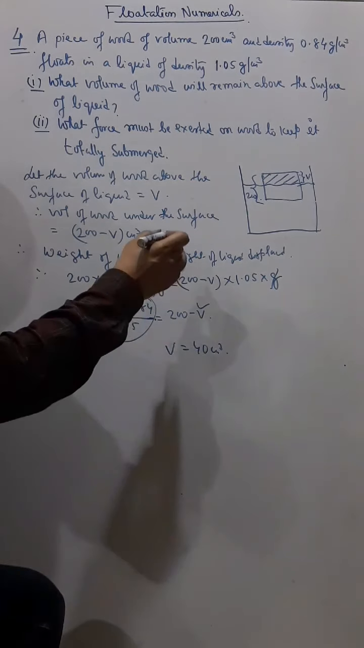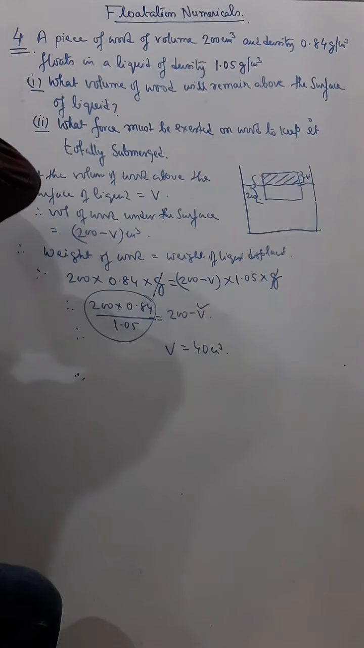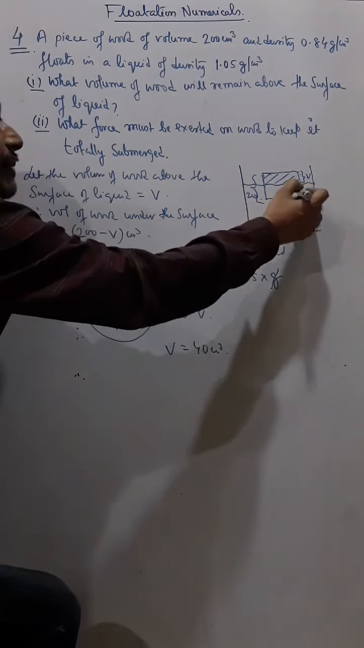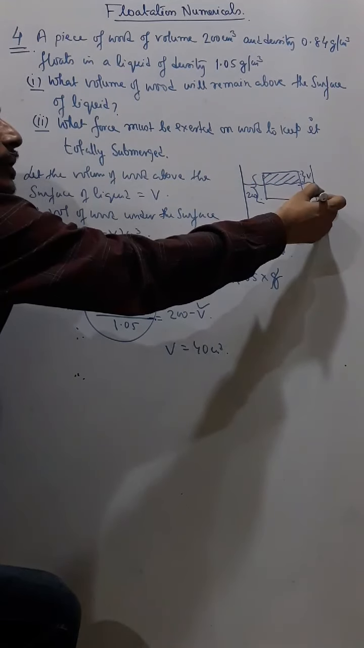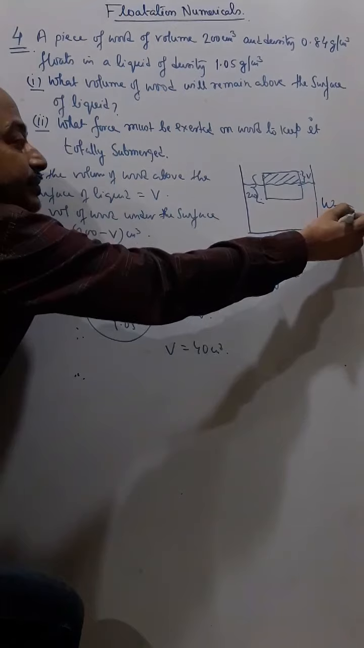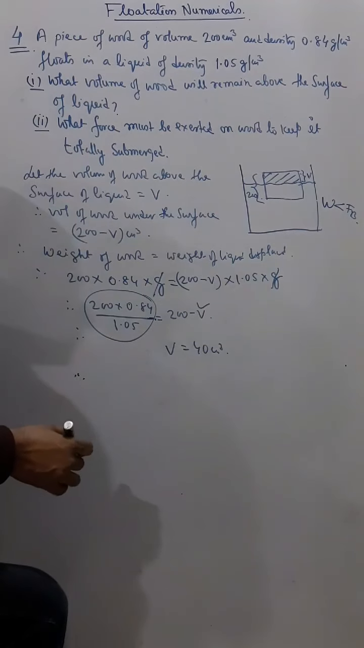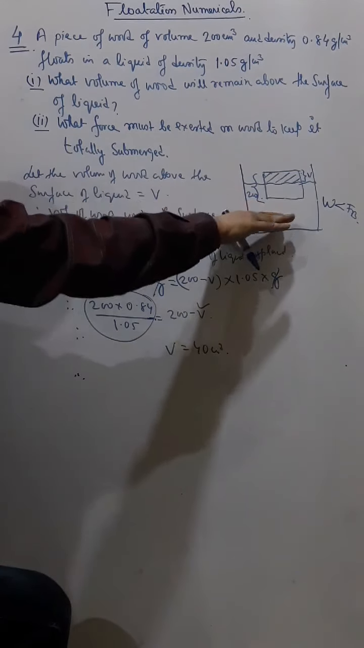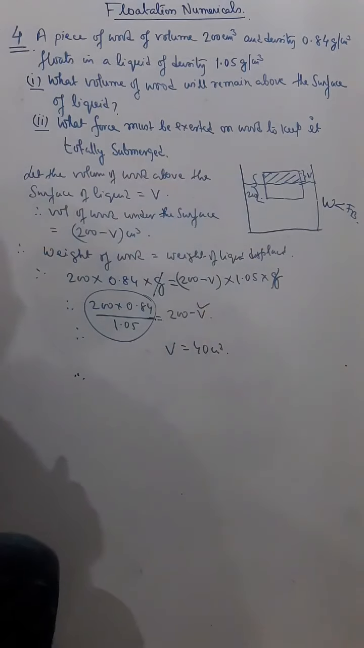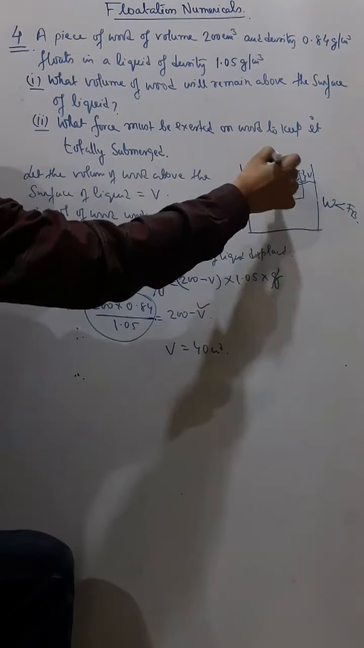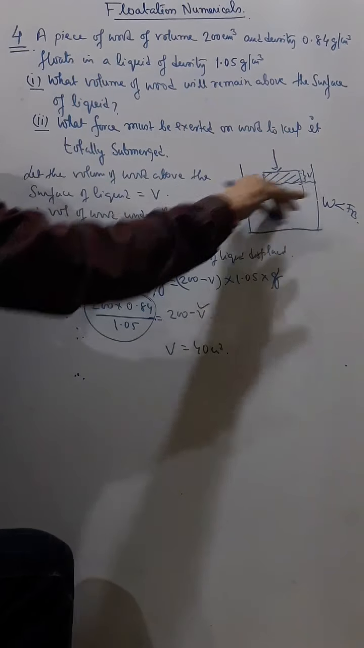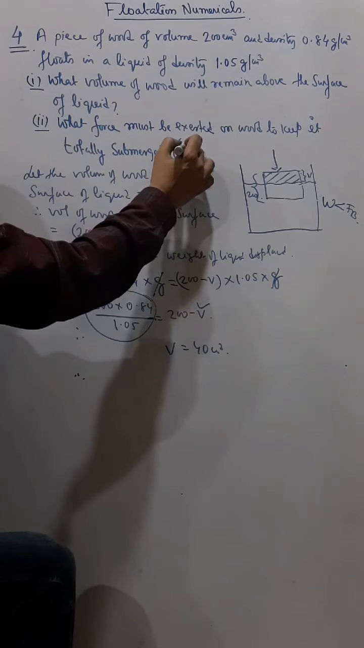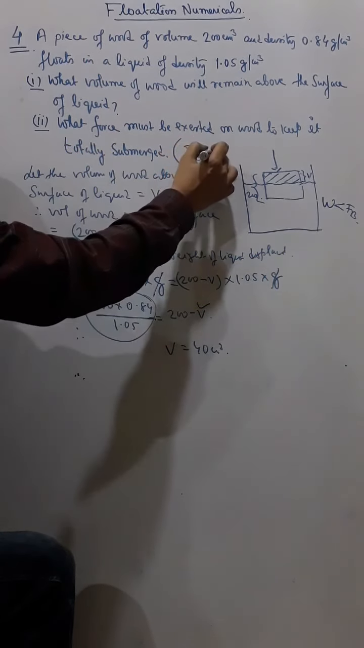Now in this case you can say that here the upthrust, when it happens, when the weight is less than upthrust, it is going up. Now if I have to put this down, then I have to give an extra force, and they asked how much force will be required so that I can push it inside the liquid. So what force will be required? That force will be upthrust minus weight of the block.